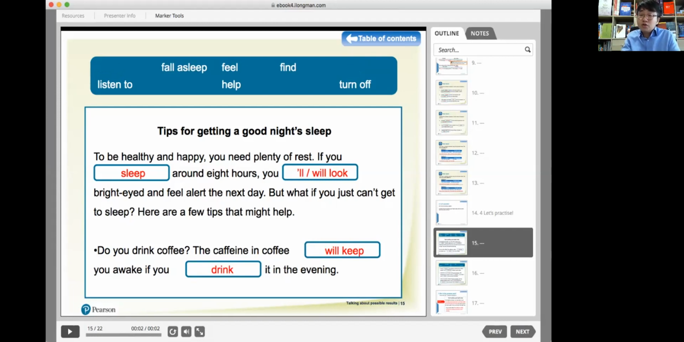It's not a must, so it's only possible. It's not probably, it's possibly. So here we say the caffeine in coffee will keep you awake if you drink it in the evening. Will. For the main clause, we use future tense, and for the if clause, we use present tense.